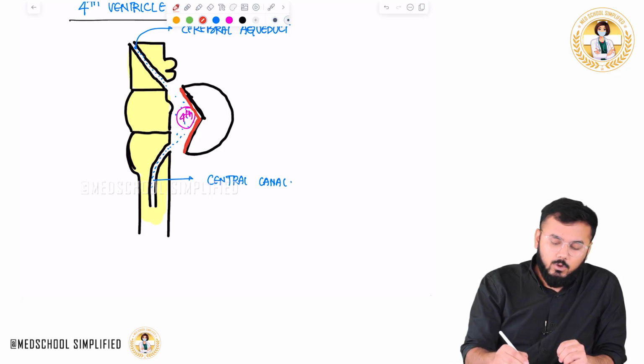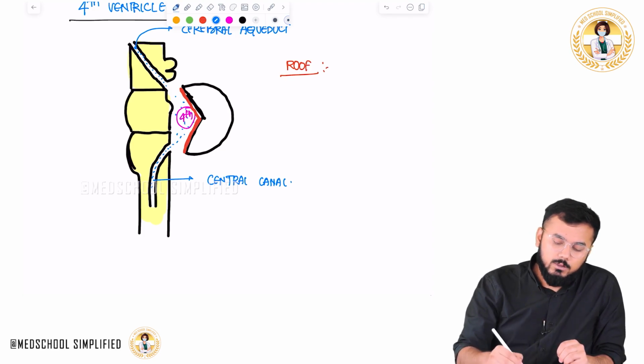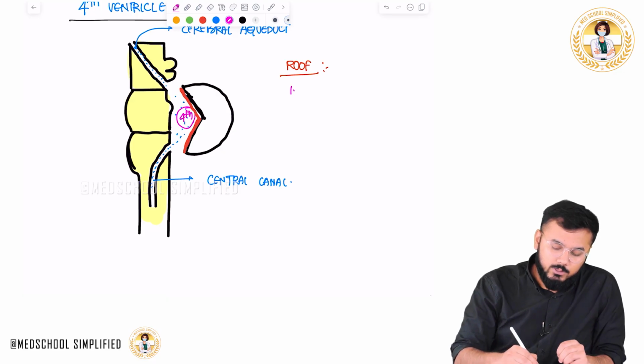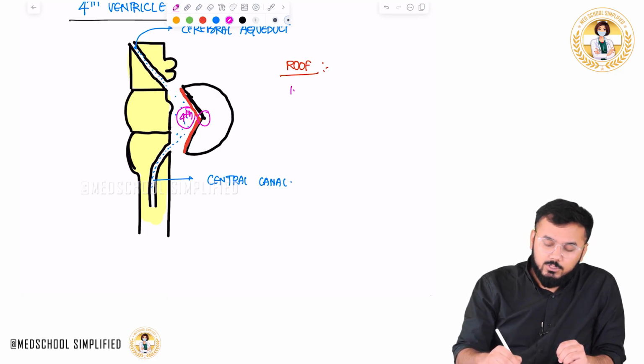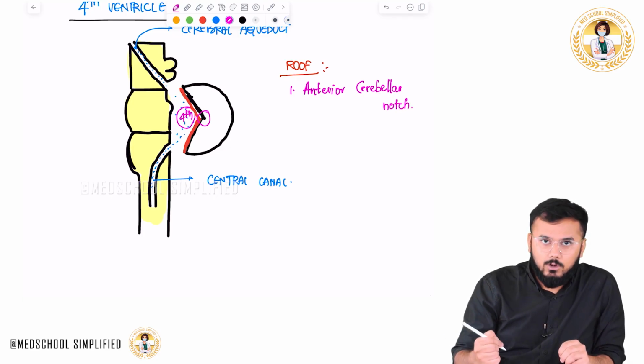So if I have to write it down, what is the roof of the fourth ventricle covered with? What you have to tell is, the roof of the fourth ventricle is covered with, you see this notch over here, this is called the anterior cerebellar notch. So the roof is covered with the anterior cerebellar notch.